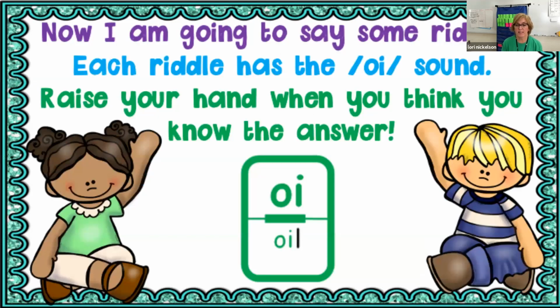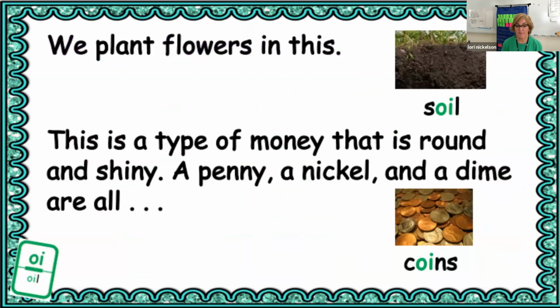So now I'm going to say some riddles, and each riddle has the oi sound. Raise your hand when you think you know the answer. We plant flowers in this soil. Good. This is a type of money that is round and shiny. A penny, a nickel, and a dime are all coins.